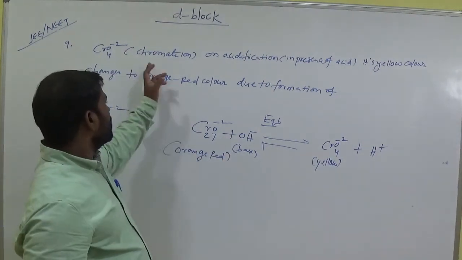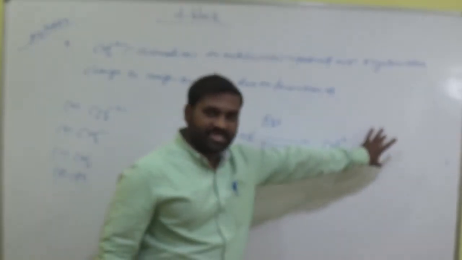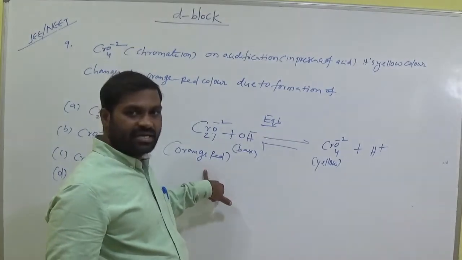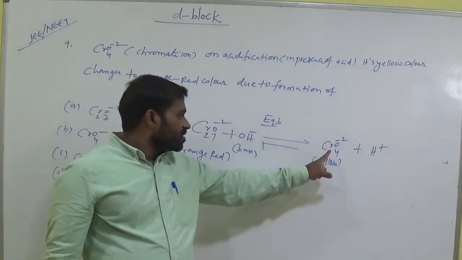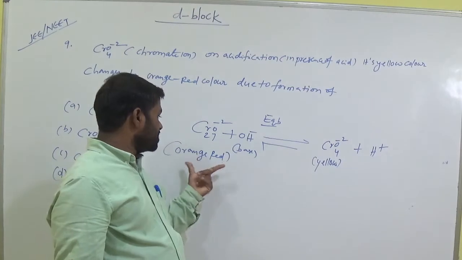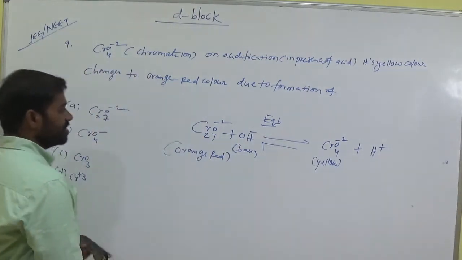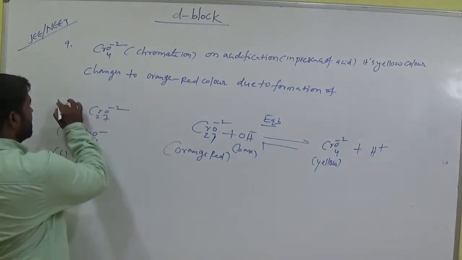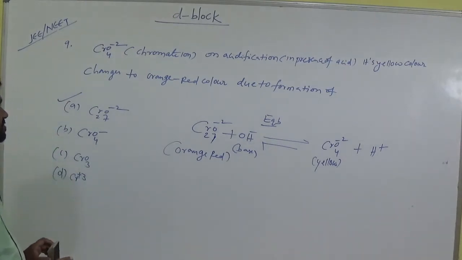So chromate ion on acidification, that means in presence of acid, gives orange red color due to the formation of dichromate ion, Cr2O7 minus 2. This is the answer.